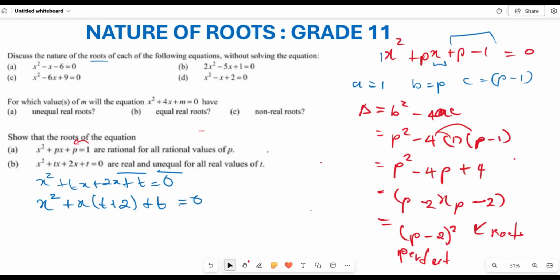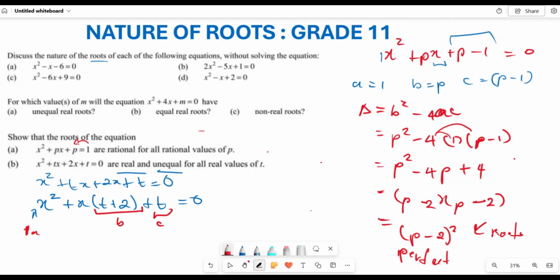And now that you have that, what is it then that you're going to do? Now you are going to say, what is the value of your a? What is the value of your b? What is the value of your c? Can you see that the value of your a here is 1, because now there is nothing next to a coefficient, which means this is 1. This is the value of your b, and the value of your c is the same as t.